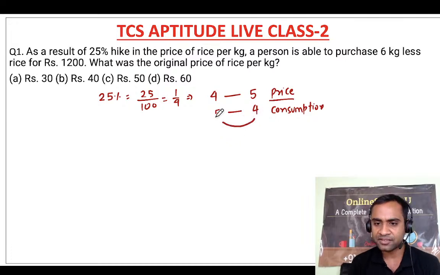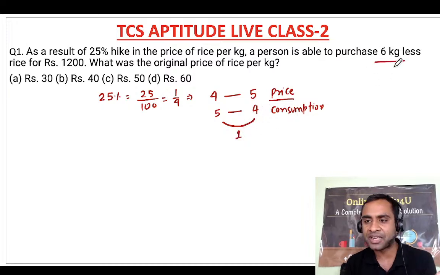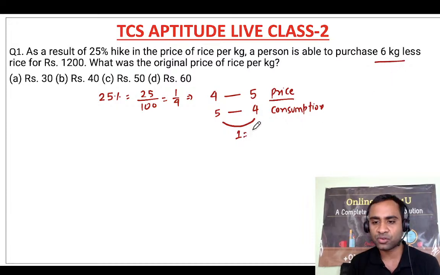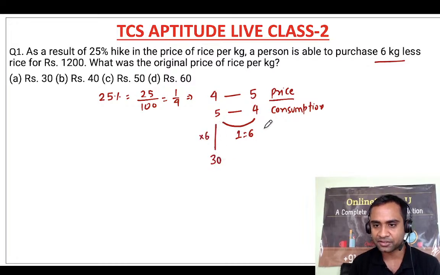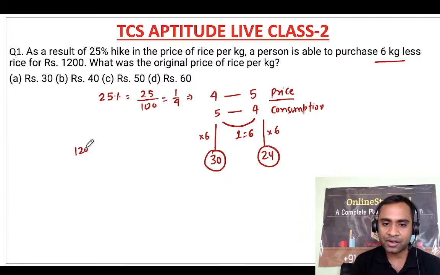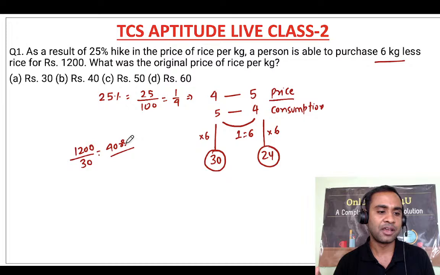Now what is the difference? Earlier your consumption was 5, now your consumption is 4. So there is a difference of 1. But actually they are telling that he is able to buy 6 kg less. So 1 is equal to 6. Now this 6 you multiply with this. So 5 times 6 are 30 and 4 times 6 are 24. That means earlier they were buying 30 kg, now they are buying 24 kg. So in 1200 rupees they were buying 30 kg, so the price is 40 rupees. Now this should be clear to everyone. Is it clear?